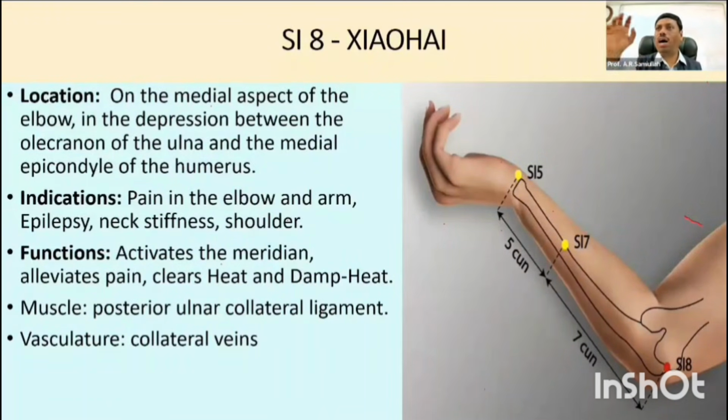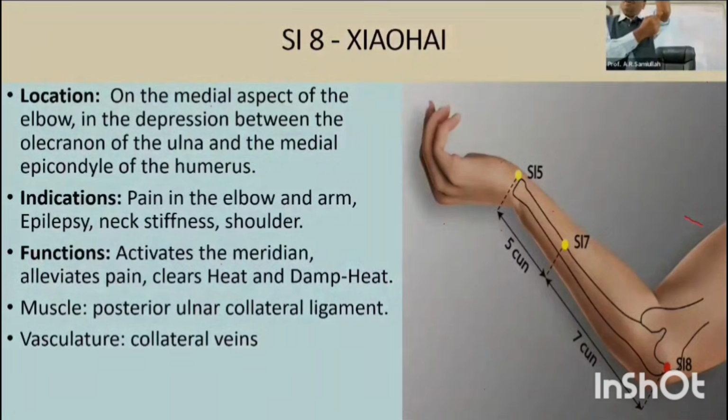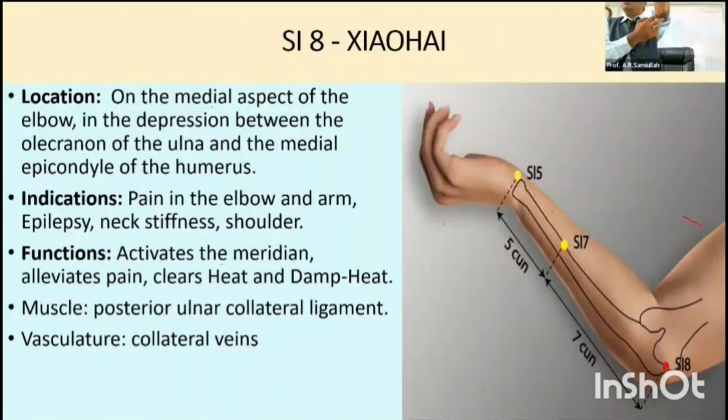Xiao means small, Hai means connectivity, small connectivity, the small intestine. That point is SI8. Where is the point located? Find the olecranon process of the ulna, and the medial epicondyle of the humerus. Touch both bones, and midway between these two there is a hollow, known as SI8.